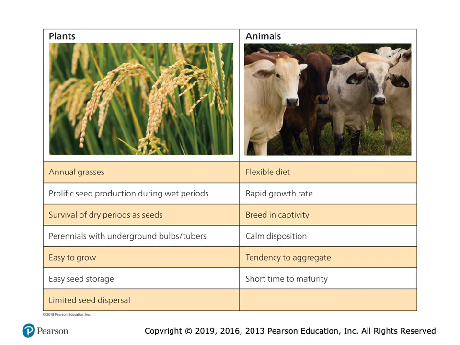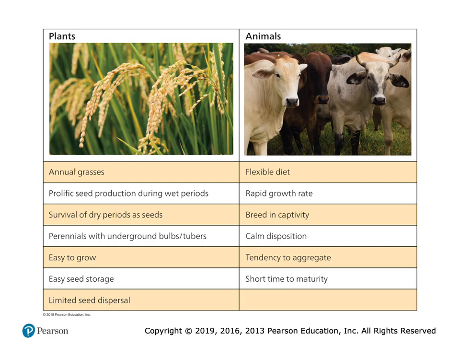Traits useful for domestication. This chart shows a variety of traits that predispose certain plant and animal species to domestication. So plants, they looked at annual grasses, ones that had a lot of seed production during wet periods, the ability to survive dry periods as seeds, perennials with underground bulbs that could be planted in the winter and then grow in the spring, plants that were easy to grow, easy to store their seeds for future planting, and also limited seed dispersal, meaning when they would be planted in the ground, the seeds wouldn't spread anywhere. They would stay where they were planted.